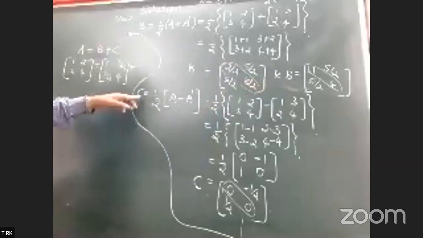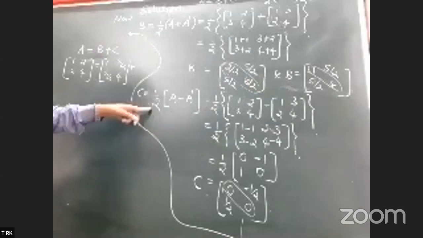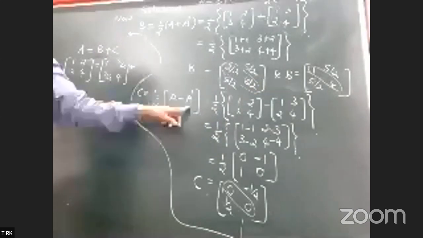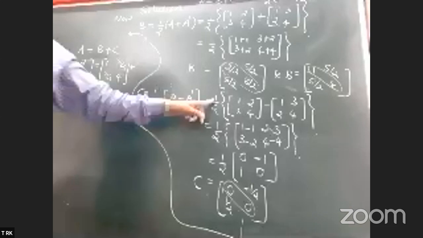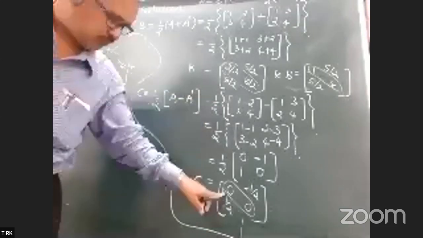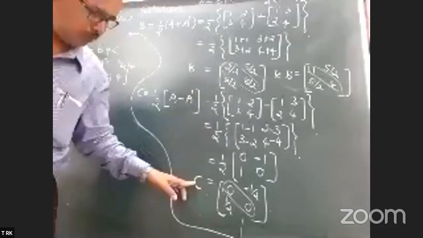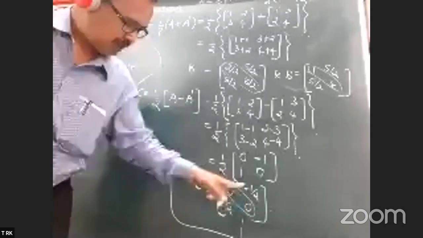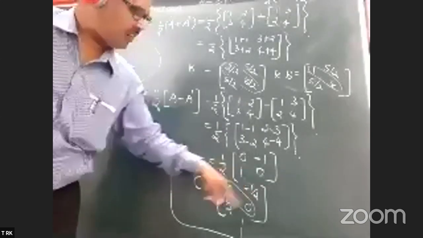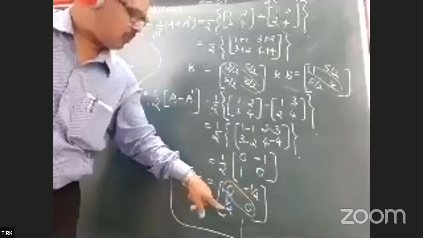And then C is 1 by 2 into A minus A dash. We get a matrix of this kind. C has zeros on the diagonal, and elements on either side with opposite signs, minus 1 by 2 and 1 by 2.